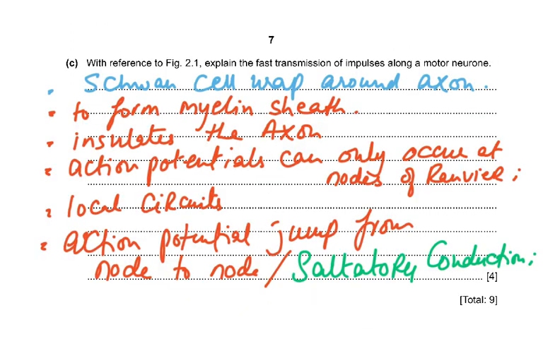So just a quick recap of all what I just said. Schwann cells wrap around the axon to form the myelin sheath, which insulates the axon. Action potentials can only occur at the nodes of Ranvier, so local circuits form, and the action potentials jump from node to node, which is also called saltatory conduction.